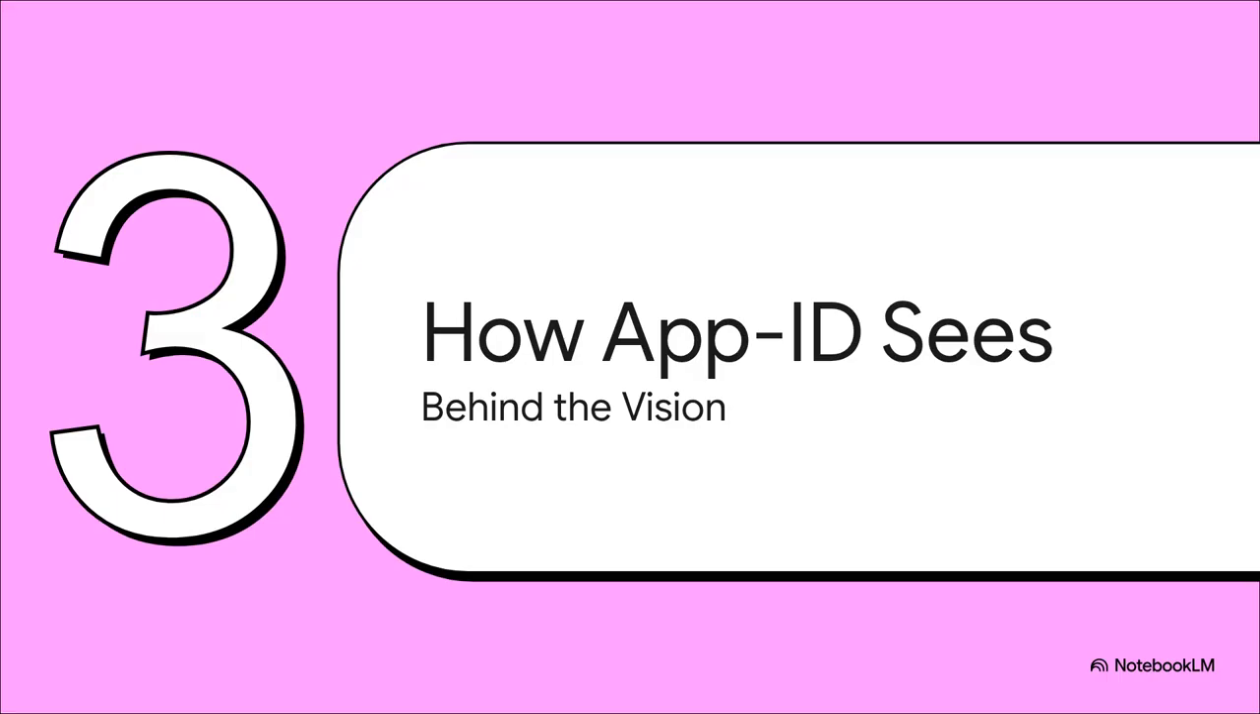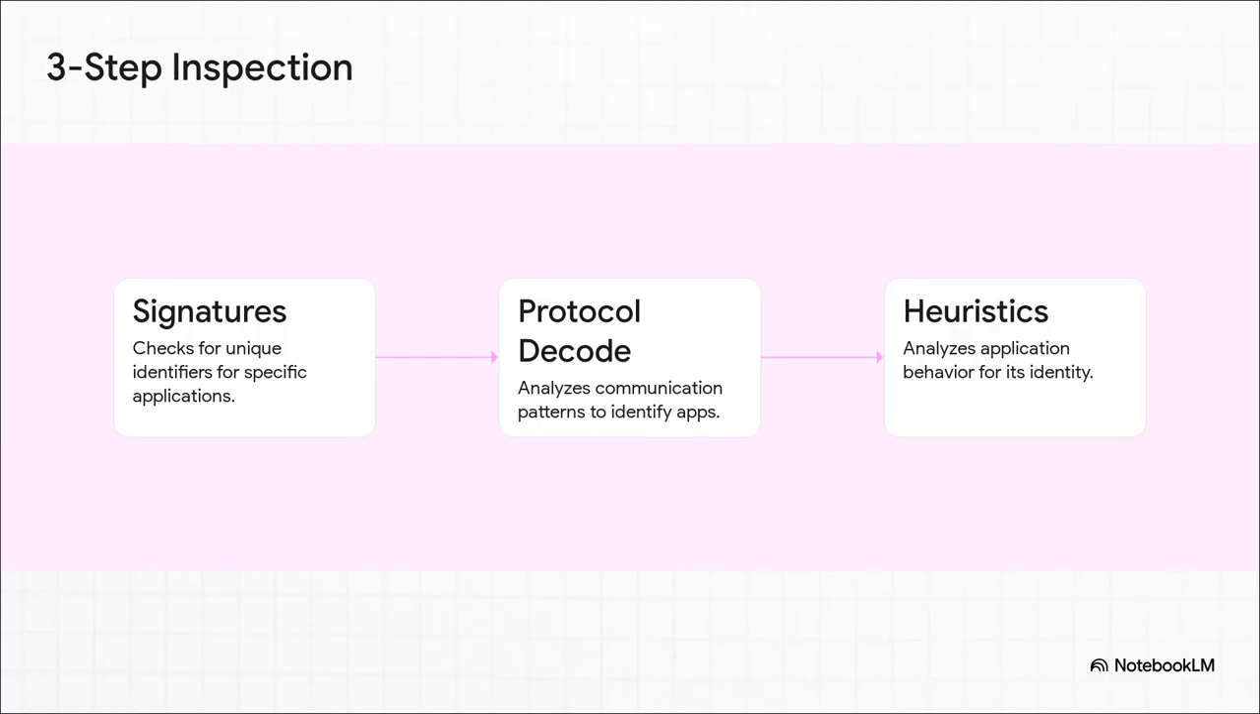Okay, but how does it actually do that? How can it see what all the other firewalls were missing? To get that, we need to pop the hood and look at the pretty clever tech that's powering this new vision. App ID uses this really powerful, multi-layered process. First, it checks for an application signature. Think of it like a unique fingerprint that identifies thousands of known apps. If it doesn't find a match, no problem.